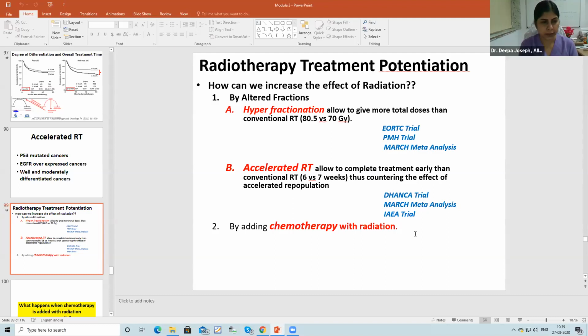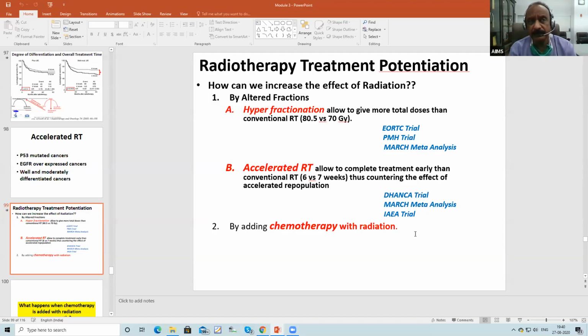Sir, another question is, poorly differentiated carcinomas are more radiosensitive, but why did the Dahanca series show a different effect? So the person is asking that if there is no accelerated repopulation and the tumor is more sensitive, why is there less tumor control, or why is there no benefit of accelerated radiotherapy?